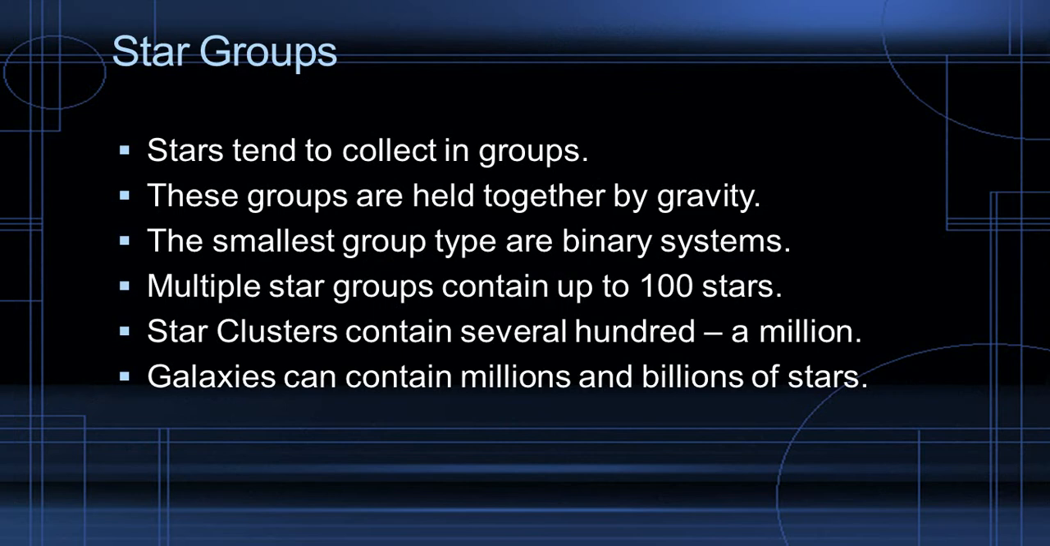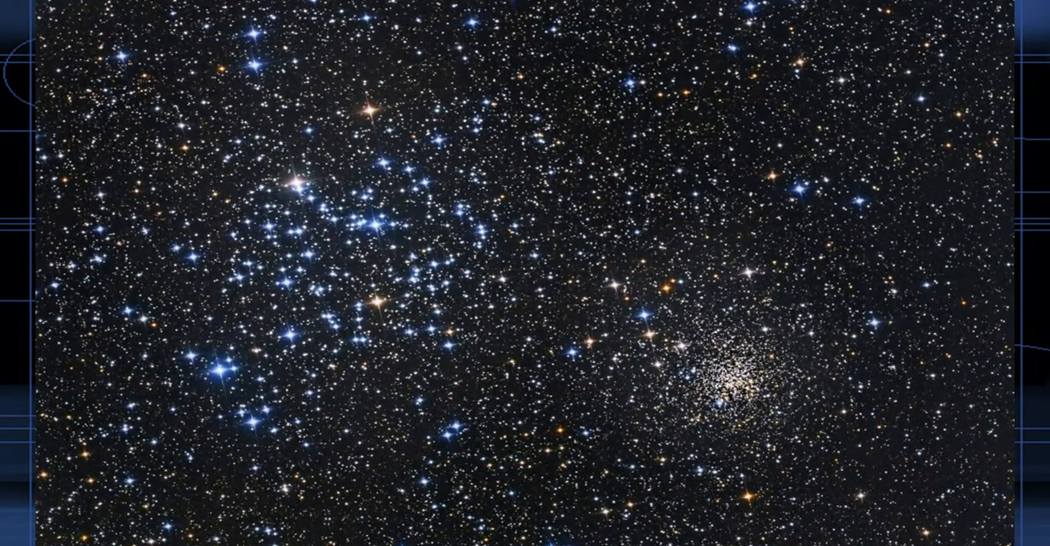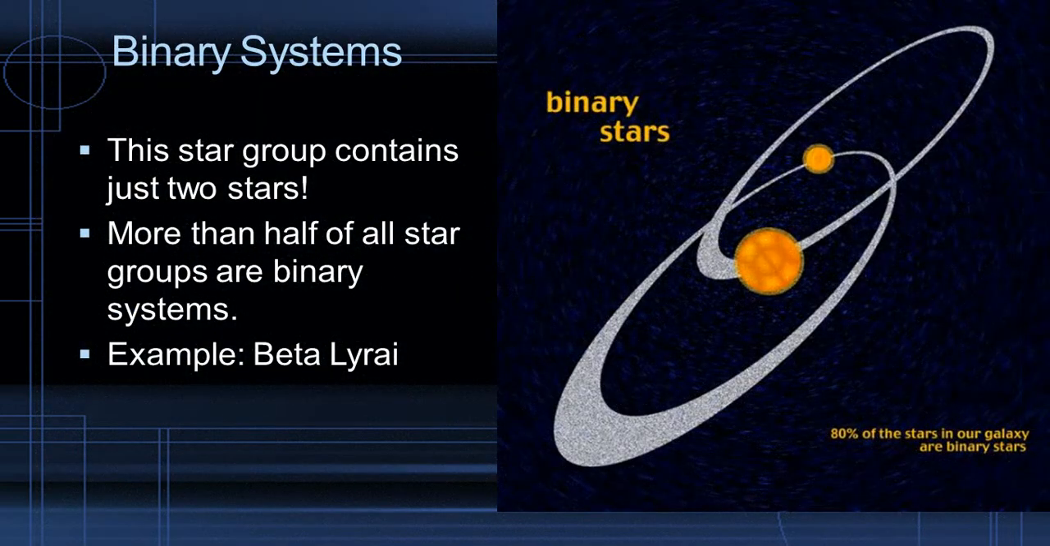So in that video you saw that there were a bunch of galaxies in there. So those galaxies are made up of millions and millions of stars each. Okay, so we're going to look at some of those. So here we're just looking up at bunches and bunches of millions and millions of stars, right? So our binary system, which we saw earlier, just 2 stars. More than half of all star groups are binary.